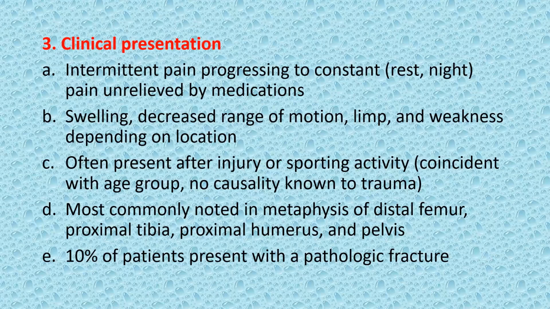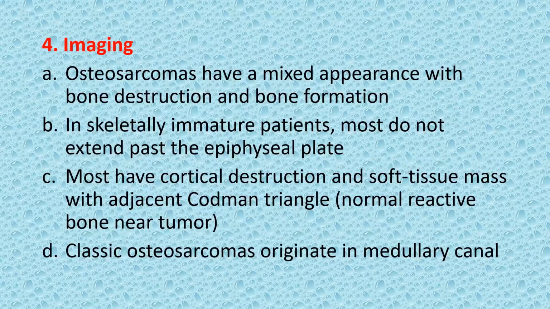Osteosarcomas have a mixed appearance with bone destruction and bone formation. In skeletally immature patients, most do not extend past the epiphyseal plate. Usually the epiphyseal plate is a block. It occurs in the metaphysis, but does not extend into the secondary epiphyseal ossification center. Most have cortical destruction, a soft tissue mass with adjacent Codman triangle, and normal reactive bone near the tumor.